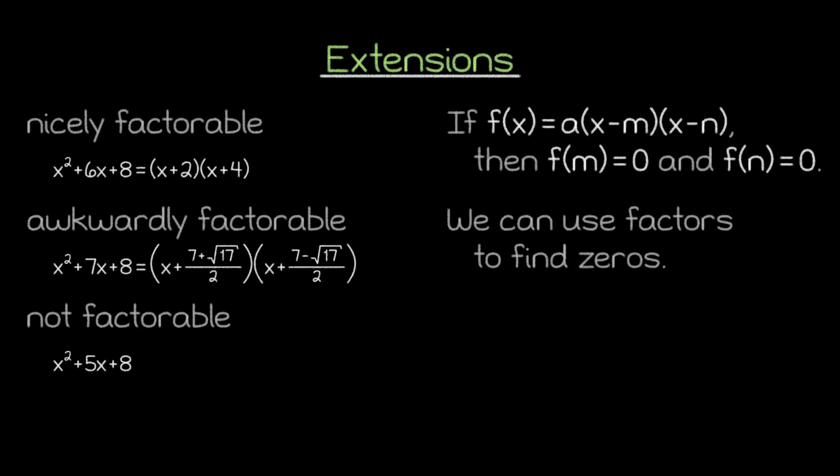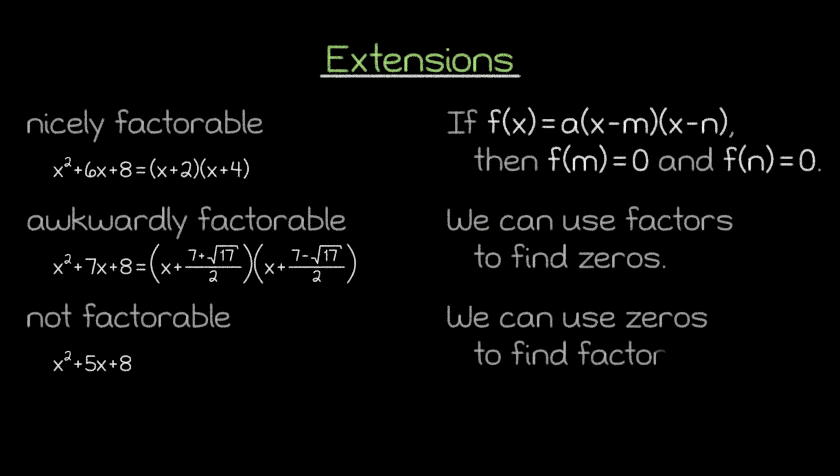While we've been using this connection so far to find the zeros of each function given the factored form, we could just as easily go the other way and use the zeros of a function to find the factored form. Because of this link, we'll finish off this video with a couple examples of this process that allows us to convert any quadratic expression into the factored form.